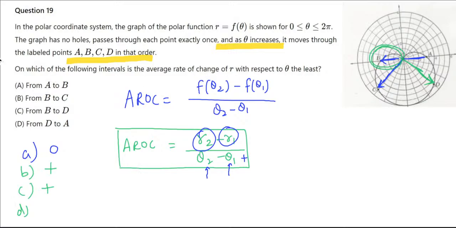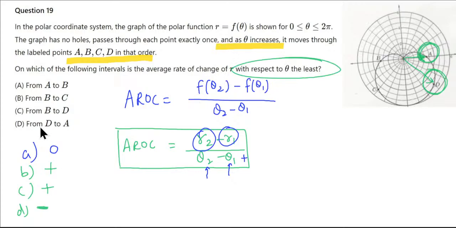D to A, now D to A, something interesting is going to happen because D is at a longer R value and A has a shorter R value. And it is always R2 minus R1. So we will take R of A and subtract R of D, which is going to be a negative number. So this is negative. And they're asking which one is least. Obviously, the one with negative is the least. So it has to be option D.